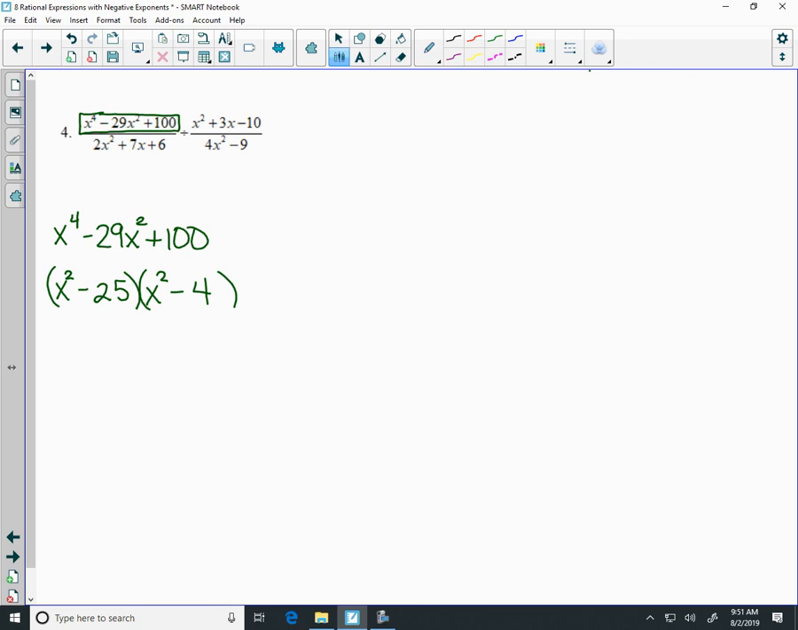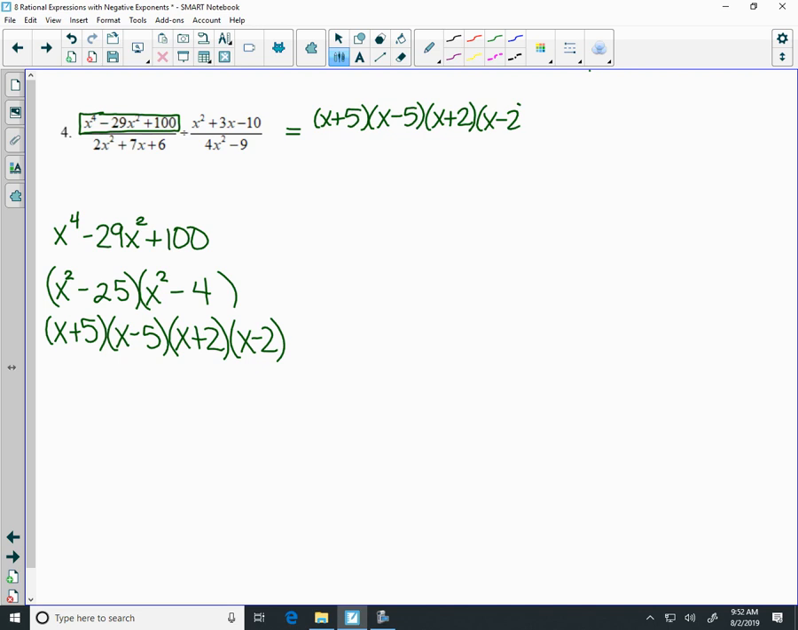And those are perfect squares, so we can keep going factoring with those. x squared minus 25 factors to x plus 5, x minus 5. And x squared minus 4 is a difference of squares as well: x plus 2, x minus 2. Love it. So we can replace that whole guy in the top with x plus 5, x minus 5, x plus 2, x minus 2. Beautiful so far.